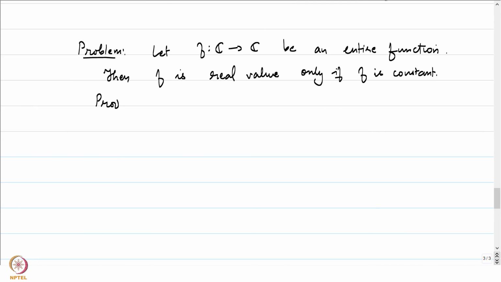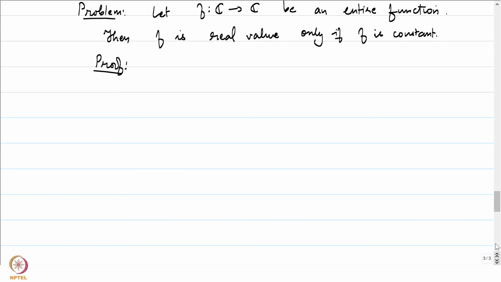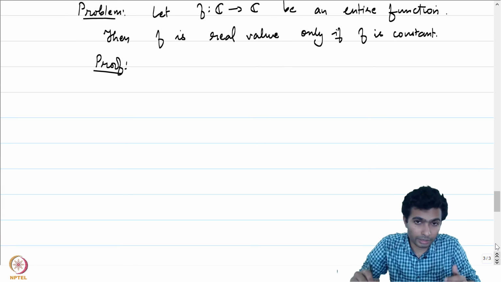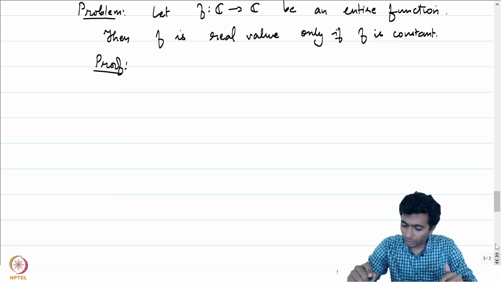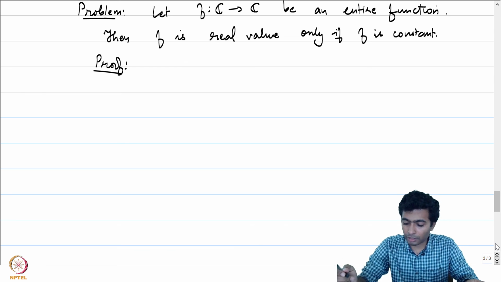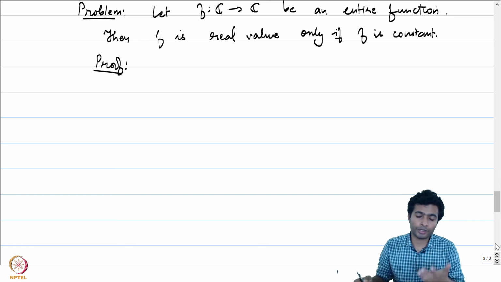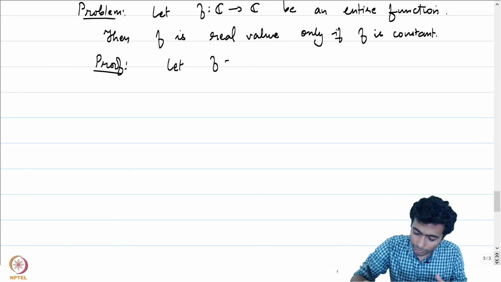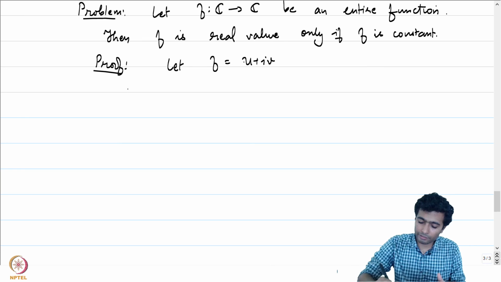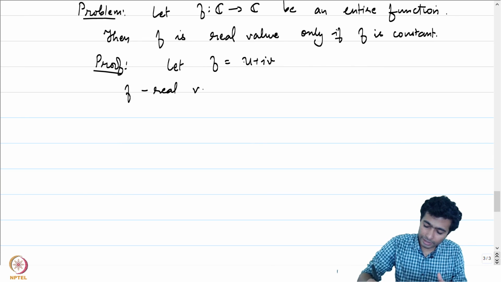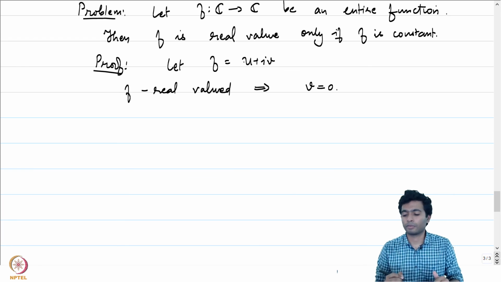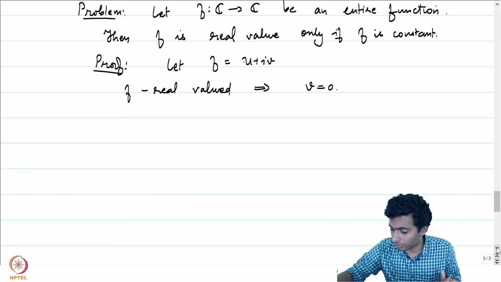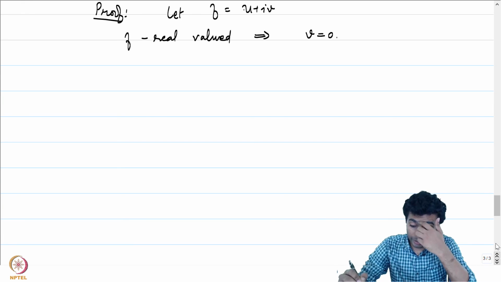Let's give a proof of this. The proof is embedded in the Cauchy-Riemann equations. Let's use the fundamental theorem of calculus, like we had done earlier, to write the real part. The imaginary part of f is already known to be 0. So let f be equal to u plus iv. f is real valued implies that v is equal to 0. We already now know that v is equal to 0. And what is going to be u?